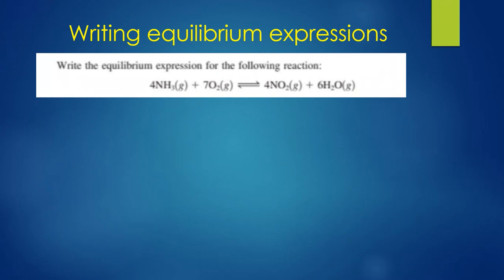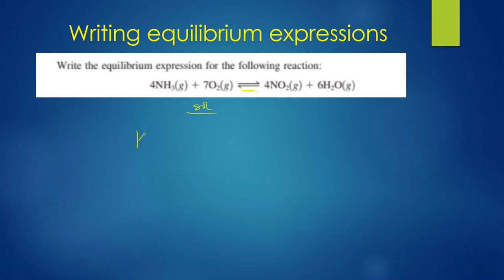So you're having this question. It's saying write the equilibrium expression for the following reaction. So you're having this ammonia plus oxygen, and the reaction is a reversible reaction. It's at equilibrium, forming nitrogen dioxide and water. So the question is asking you to find the equilibrium expression for this reaction. So how can you write the equilibrium expression? I'm sure you know.